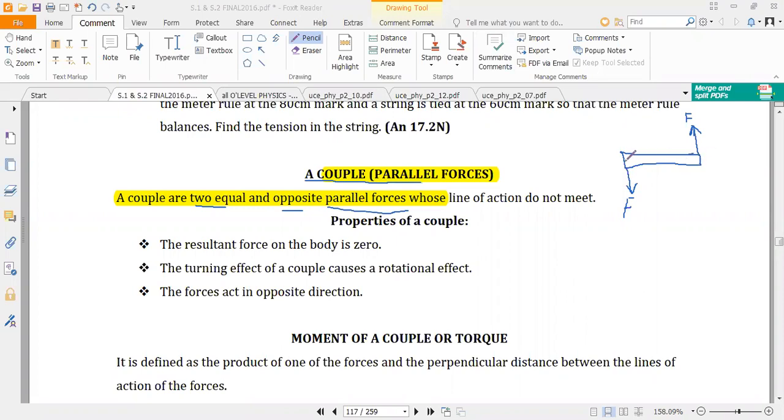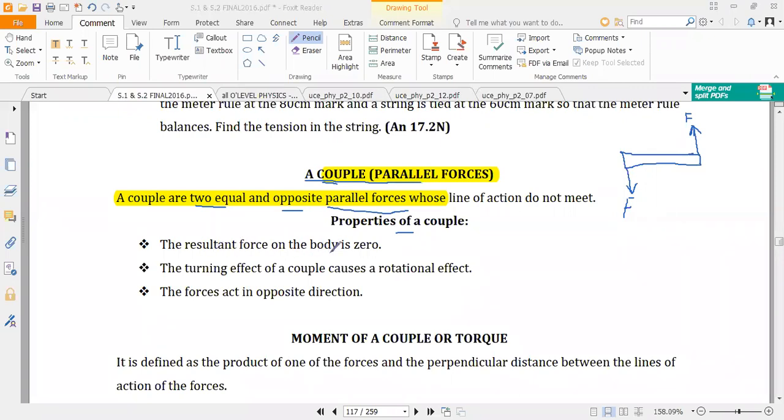They're acting on 2 points of the tap, and they are again equal. So the combination of these two forces is what we call a couple, or what we call parallel forces. Some of the properties of a couple are listed down here.